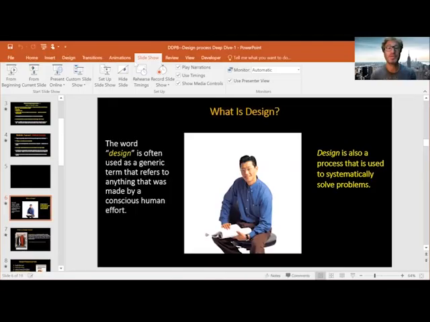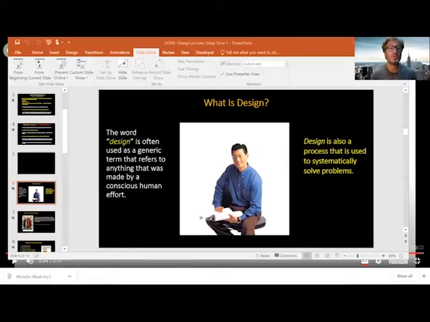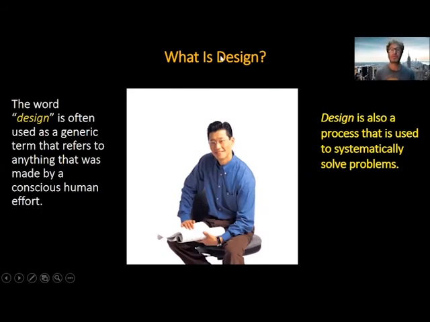Let's get started and learn a little bit more about the design process and what is design. The word design is often used as a generic term that refers to anything that was made by a conscious human effort. So anything that was made was designed. Design is also a process, and that's what we're talking about here, that is used to systematically solve problems. So it's all about going through a system and applying that system to anything.